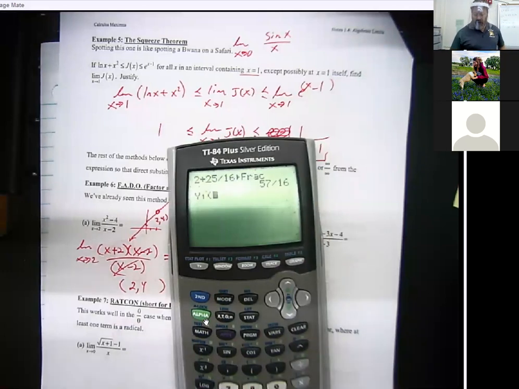But let's see. So my question said to get really close to what? 1. So would that be close enough? What do you guys think? I said the answer was 3. Does that seem plausible? So what else should I try?